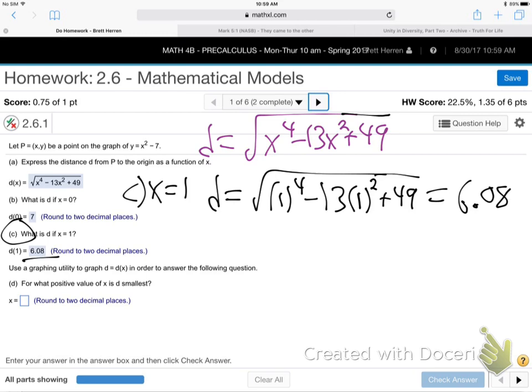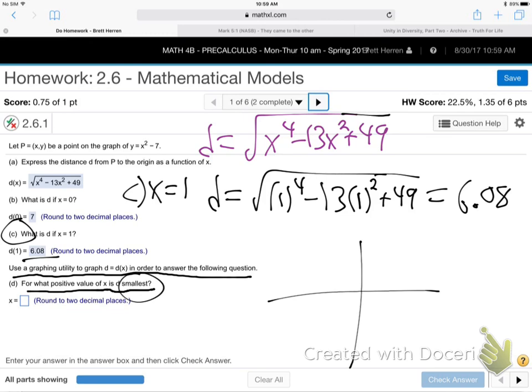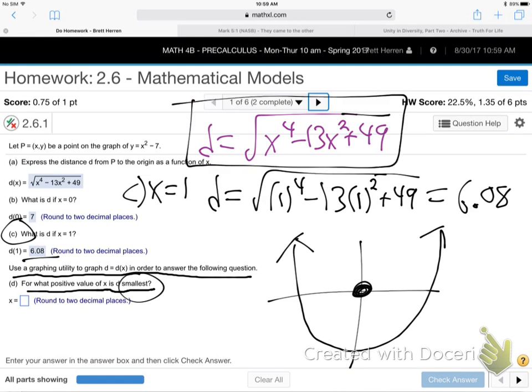And then part D says, use your graphing utility to answer the following question. For what positive value of x is d smallest? In other words, we've got this U shape and we've got the origin, and what is this formula good for? You give it the x value, it tells you the distance from the origin, right? When you're on the U shape, though. It all came from the U shape.